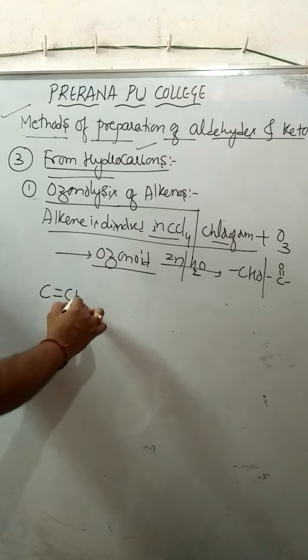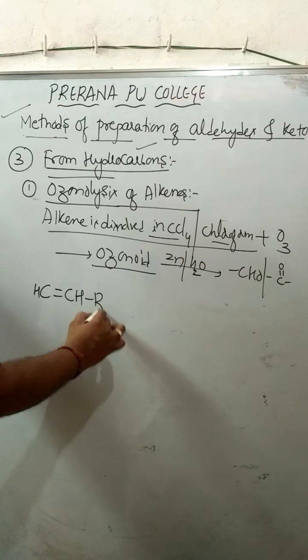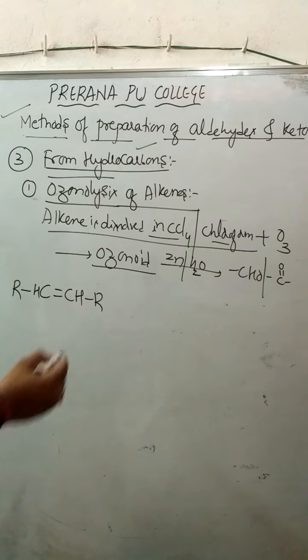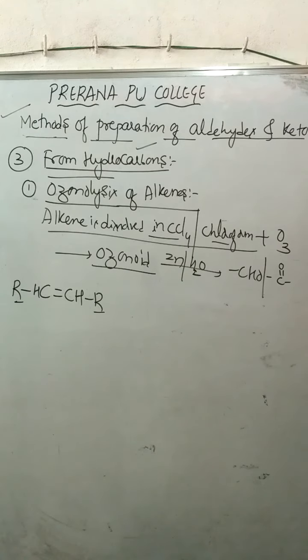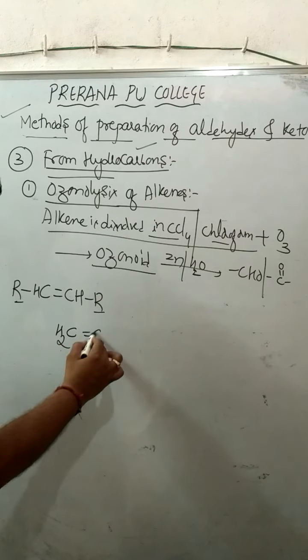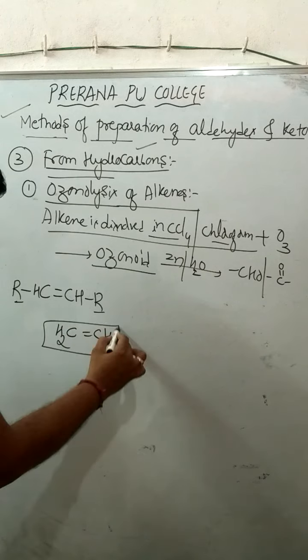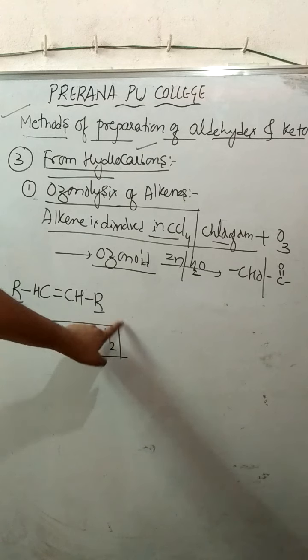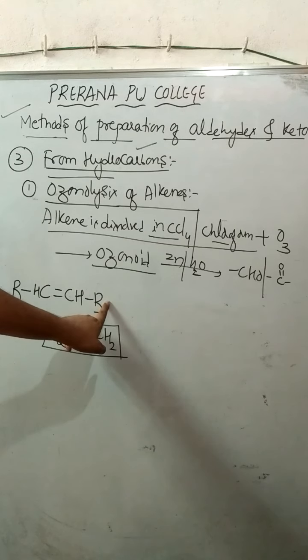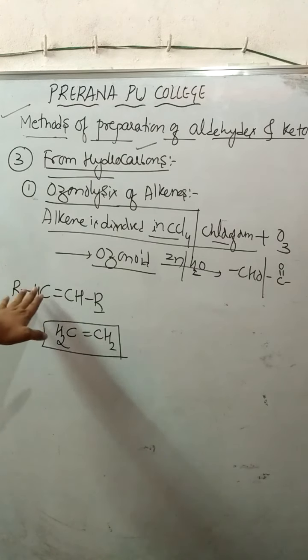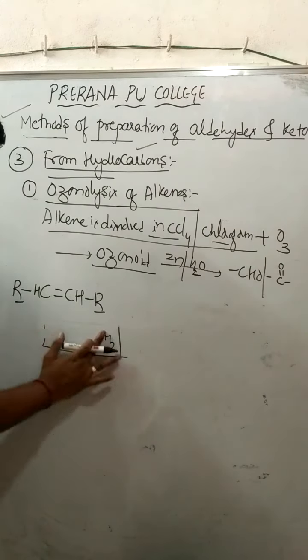So let us consider an example. This is a symmetrical alkene where I have taken a mono-substituted alkene. Now a question comes, why is it called mono-substituted? Suppose I have taken CH2=CH2, then the name of this compound should be ethene, but one of the hydrogens has been substituted in the first carbon as well as in the second carbon. Due to that reason we call this a mono-substituted alkene.